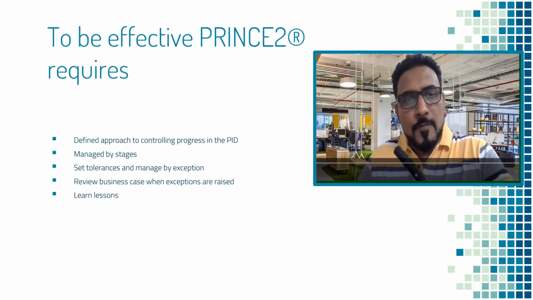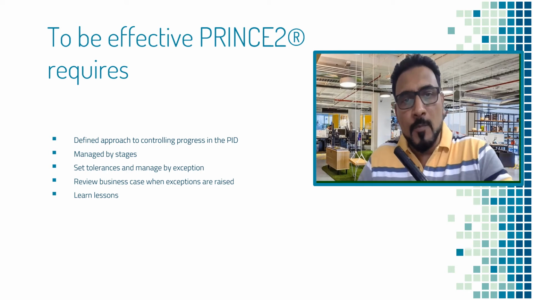To be effective, PRINCE2 requires that there is a defined approach to controlling progress in the project initiation document. The project is managed by stages. Tolerances are set and managed by exception. You review the business case when exceptions are raised and finally learn lessons. So ideally what we see from here is that PRINCE2 provides progress controls through tolerances, which means delegating authority from one level to the next level. Divide the project into management stages. Authorize one stage at a time in the project.